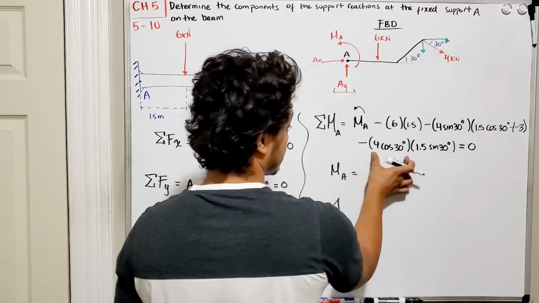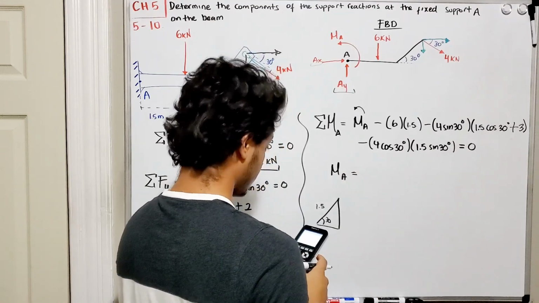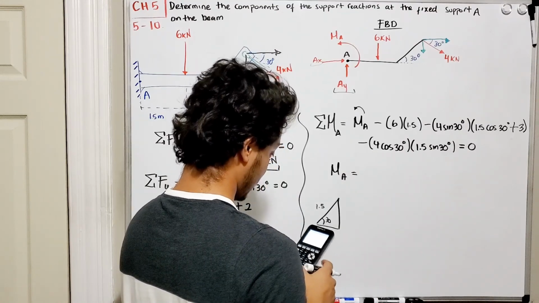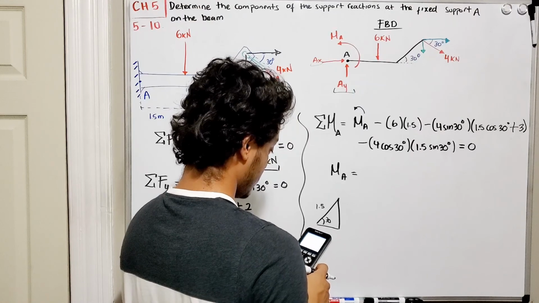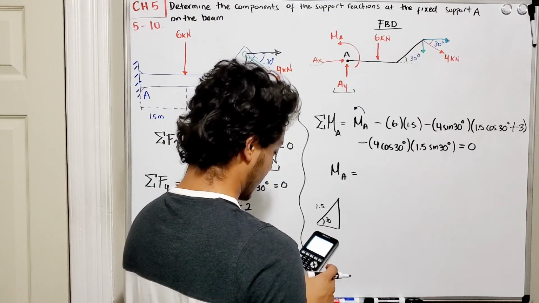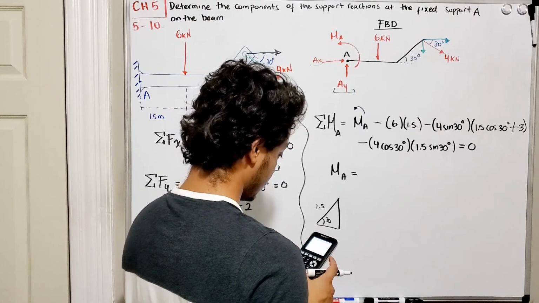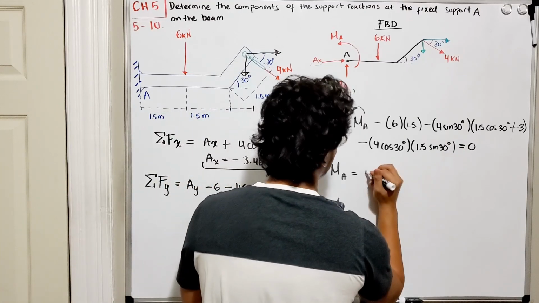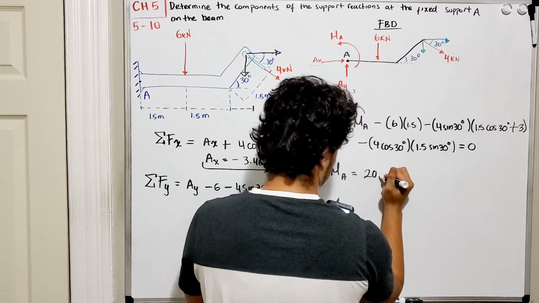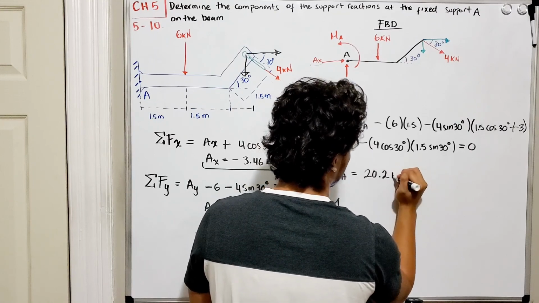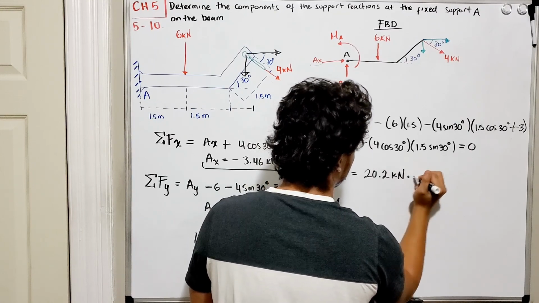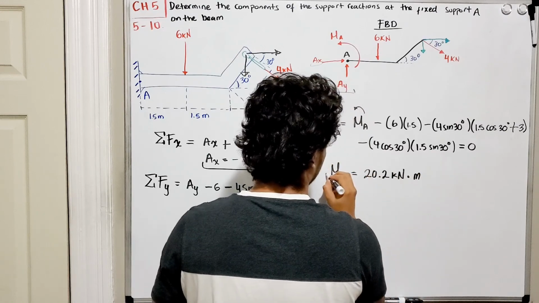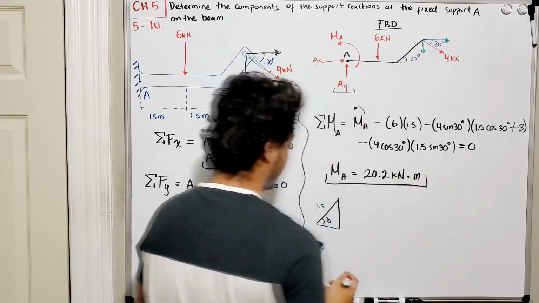Then we're going to do plus 4 cosine of 30 degrees multiplied by 1.5 sine of 30 degrees. And that gives me a total of 20.2 kilonewtons per meter. And we found our moment.